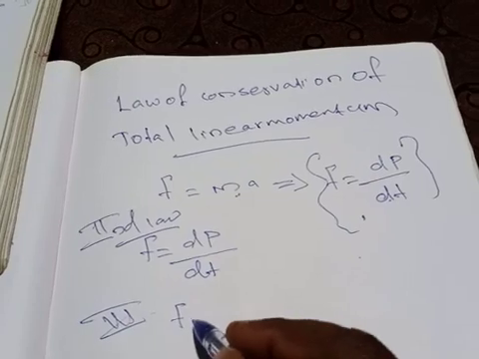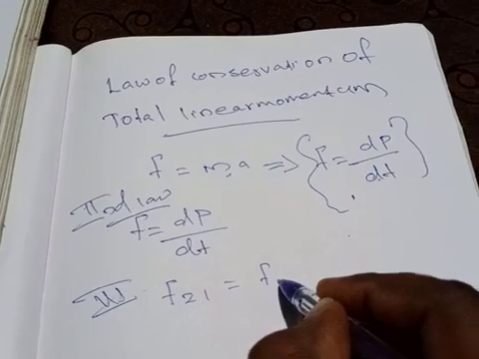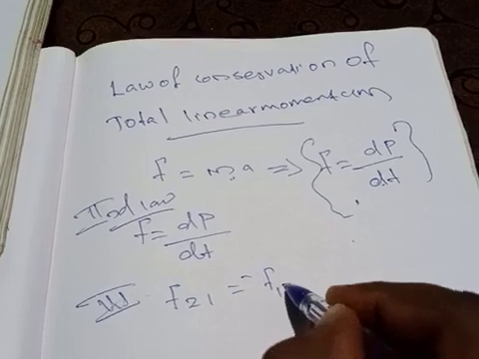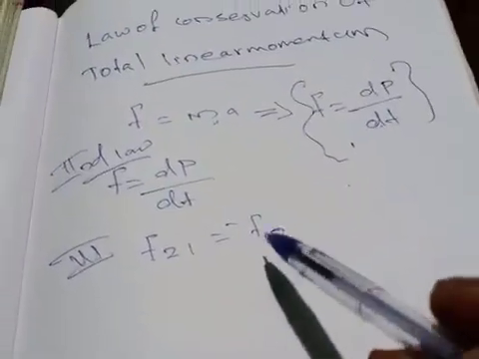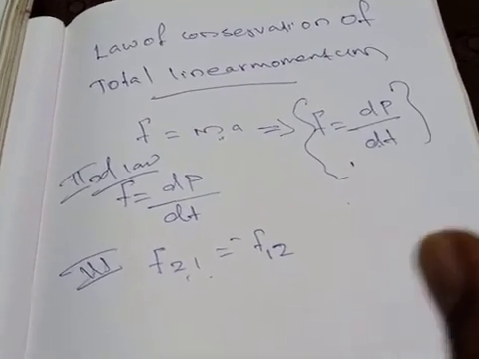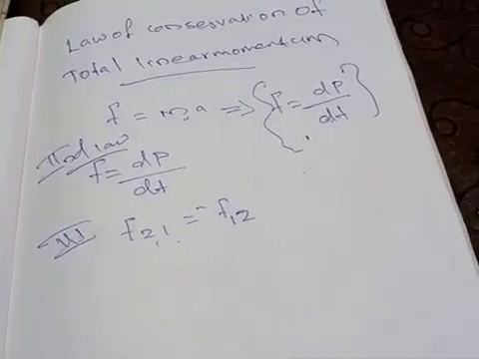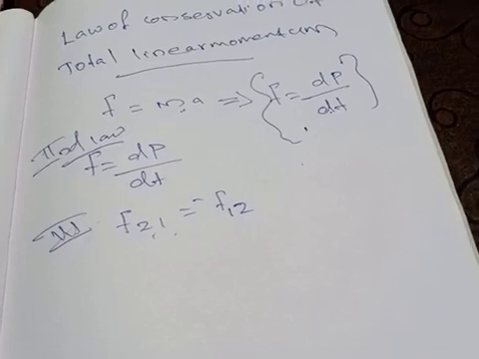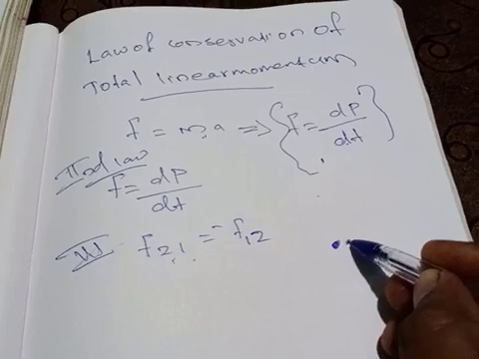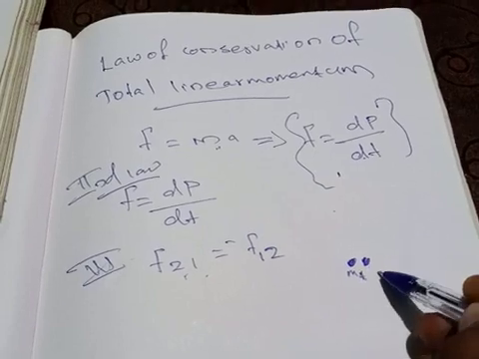We know that for every action there is an equal and opposite reaction. This is Newton's third law, so there is minus F12. If you are placing an object, one particle will exert a force on another particle, and the same in return. Suppose two particles are nearby, with masses m1 and m2.